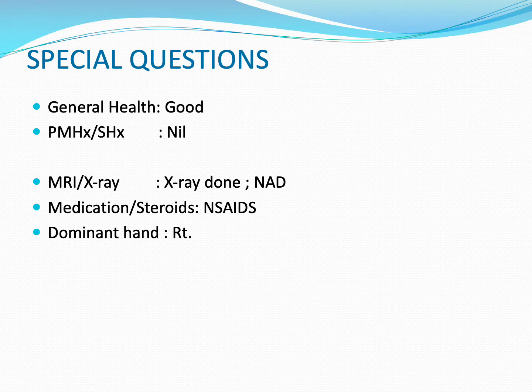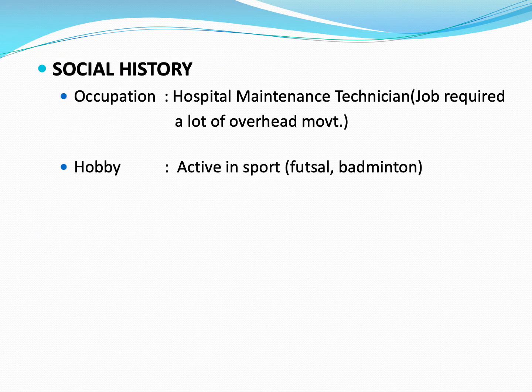Then the patient did an X-ray, and the result is no abnormality detected. Then this patient is on non-steroidal anti-inflammatory drugs. And the dominant hand for this patient is right. This patient is a right-handed patient. For social history, this patient works as a hospital maintenance technician. His job requires him to do a lot of overhead movement, and his hobbies are playing futsal and badminton.